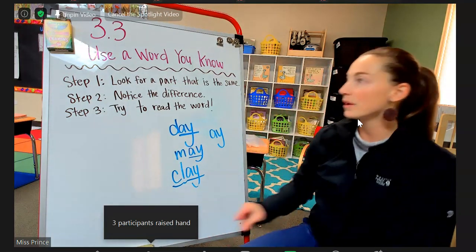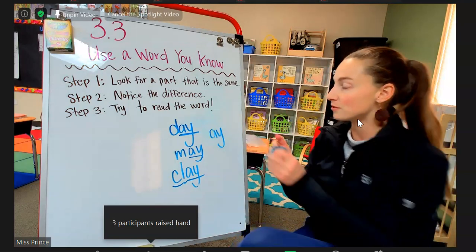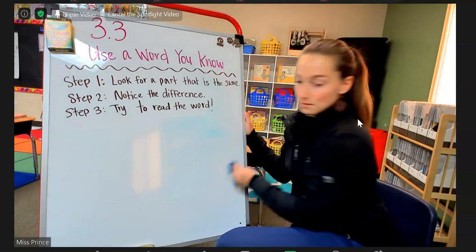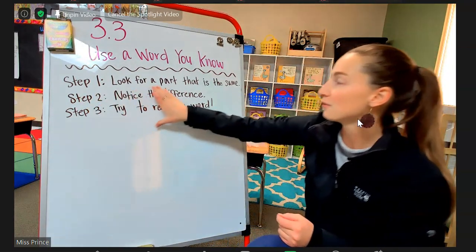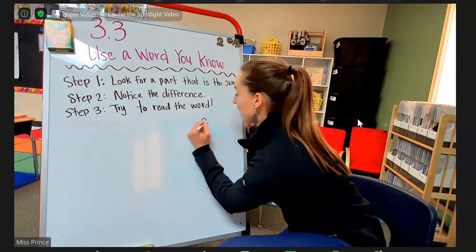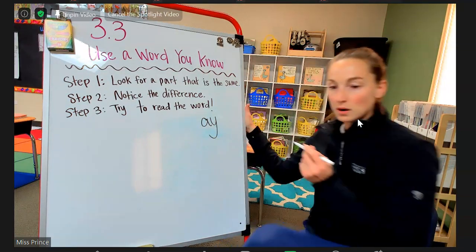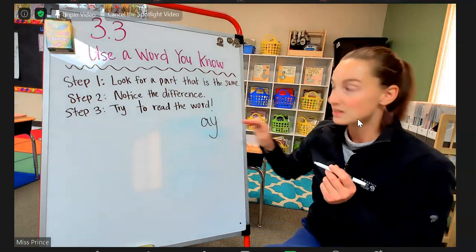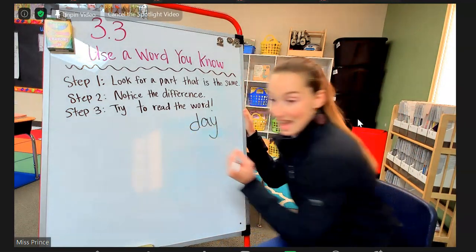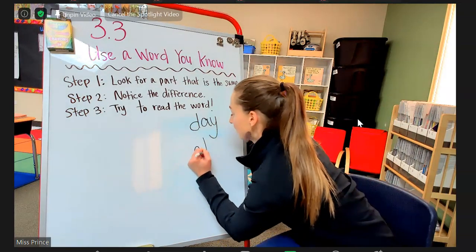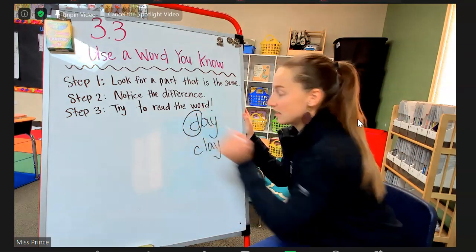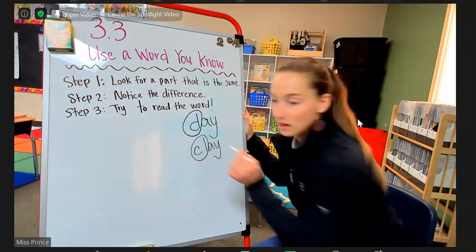So I have a story that I want to read to you guys, and it's going to show us how we can take apart a word. So we need to use a couple of steps while we read this story. Step 1. Look for a part that is the same. So remember when we did that, all of the words I just wrote had A. Those were all the parts that were the same. Step 2, notice the difference. So when I had the word day and the word play, the parts that were different were D and PL.